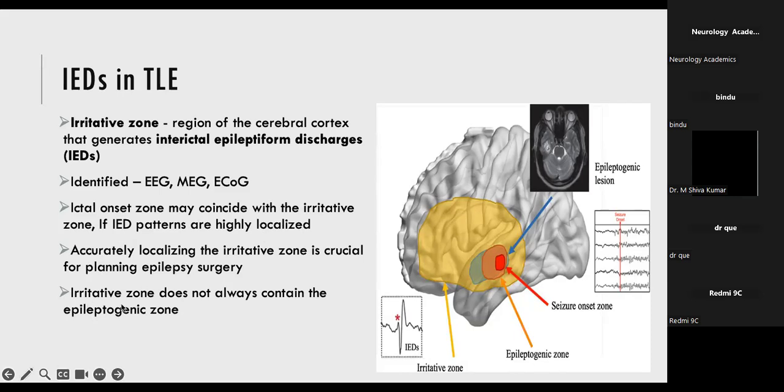And the irritative zone does not always contain the epileptic zone. Here we can see the graphical image, the yellow colored one. It is an irritative zone where, from the seizure onset zone, the discharge spreads to all of this area, and this is the area where we pick up the IEDs. So it can be very localized to the seizure onset zone, or it can be very distant, like nearby structures also involved. From these involved structures, we can see the IEDs in the EEG recording.